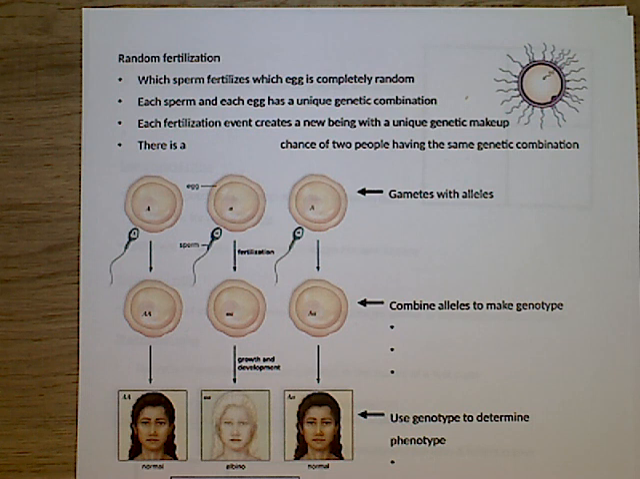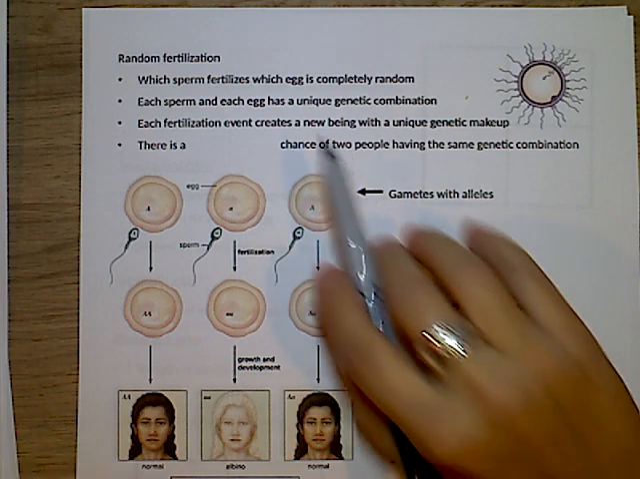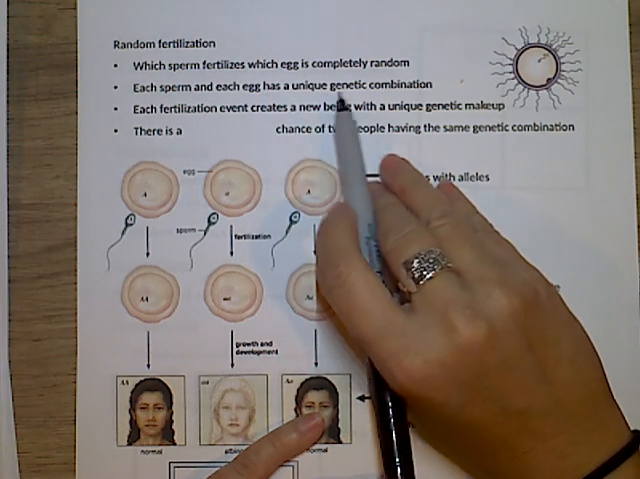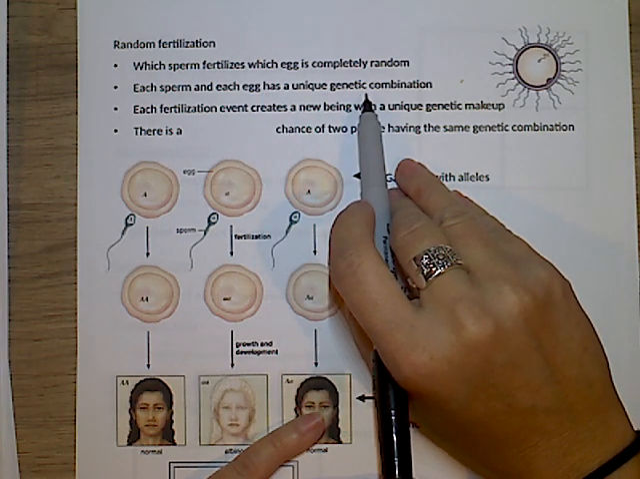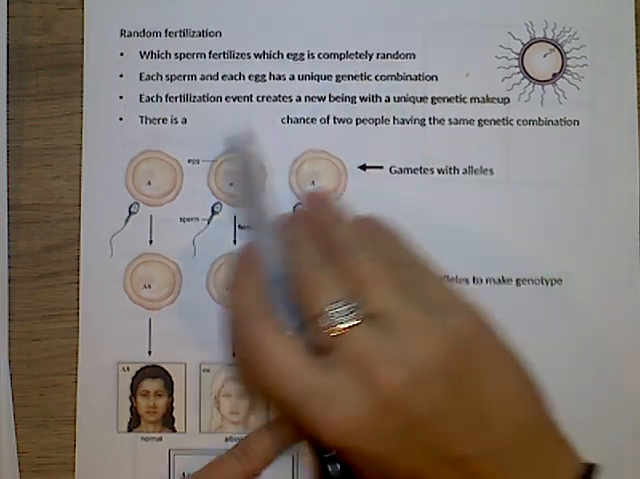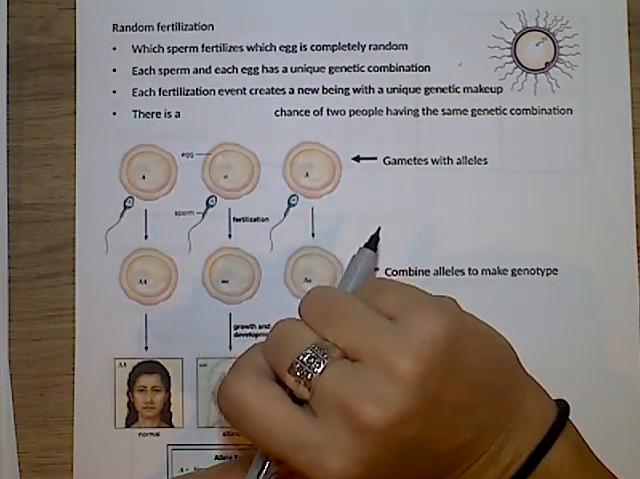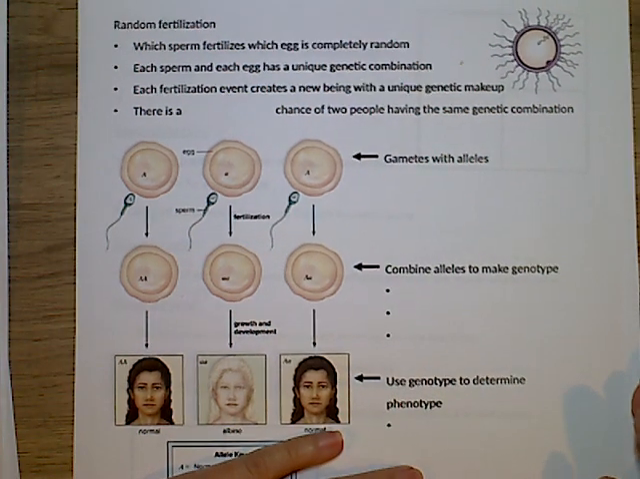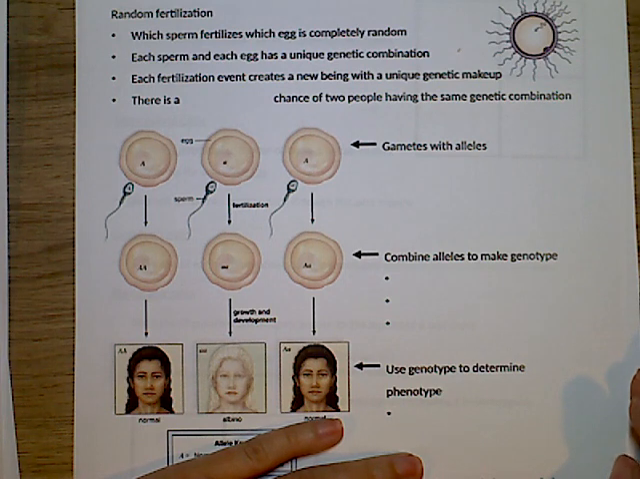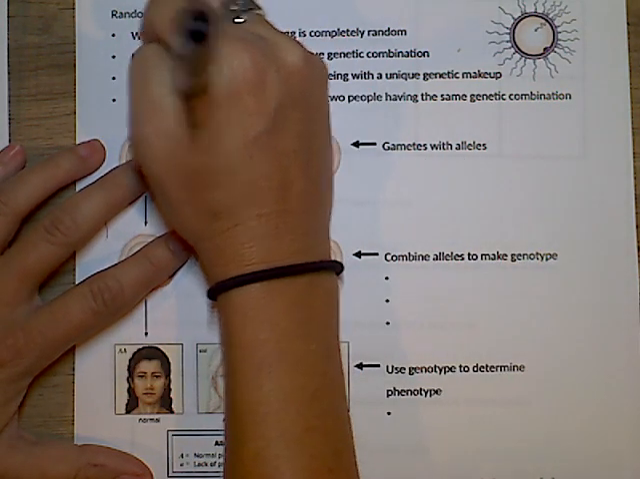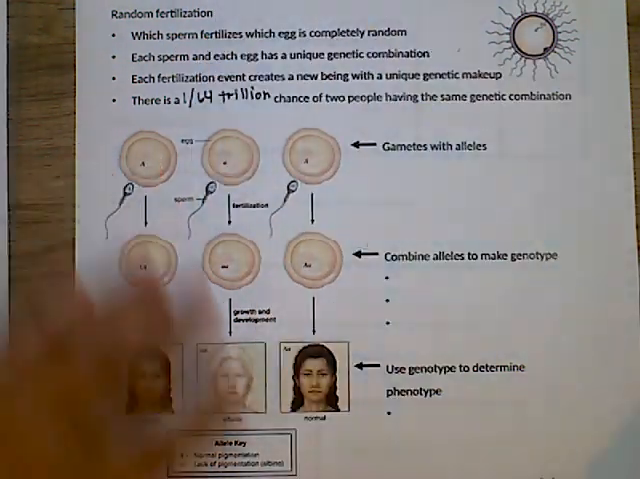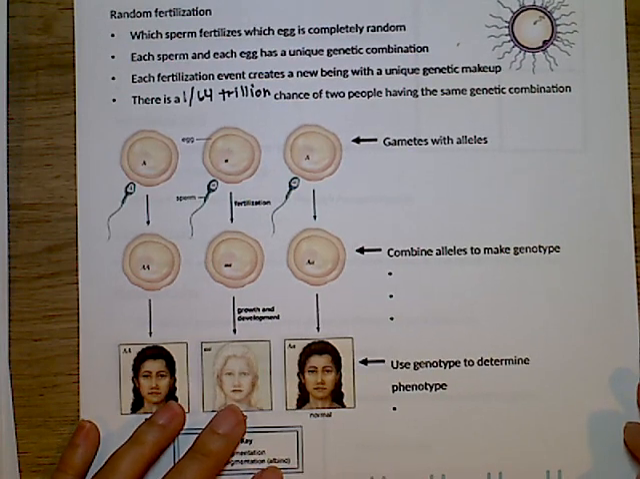So random fertilization. Which sperm fertilizes which egg is completely random, and each sperm and each egg has a unique genetic combination. Remember, we've got crossing over, we have independent assortment, and each fertilization event creates a new being with a unique genetic makeup. And someone did this math, but there is a 1 out of 64 trillion chance of two people having the same genetic combination.